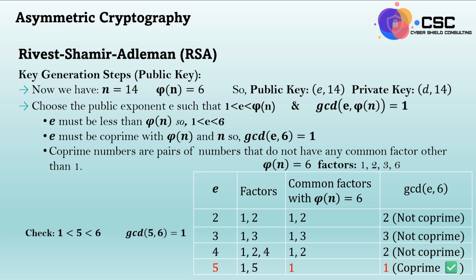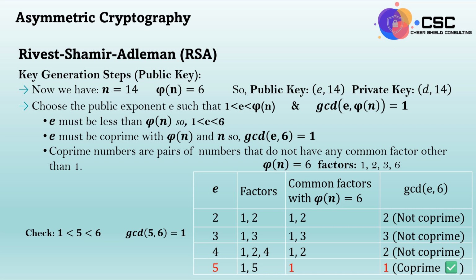Now if you want to check, e equals 5. So 5 is greater than 1 and less than the totient 6. In this case, it satisfies the first rule. And then the greatest common divisor between 5 and 6 equals 1, so I did satisfy the second rule. So that could be used as e for the public key. This completes the process of selecting the public key exponent for our RSA encryption.